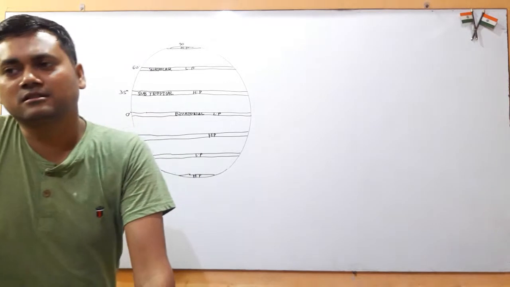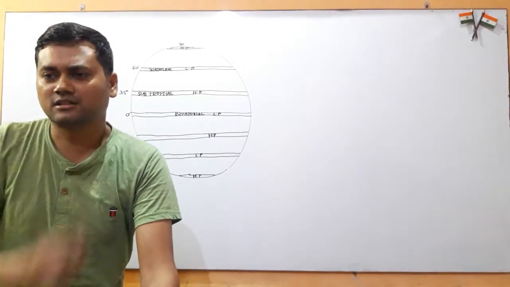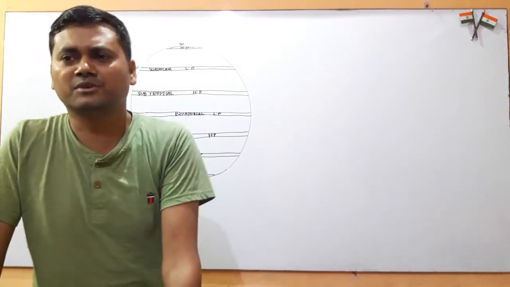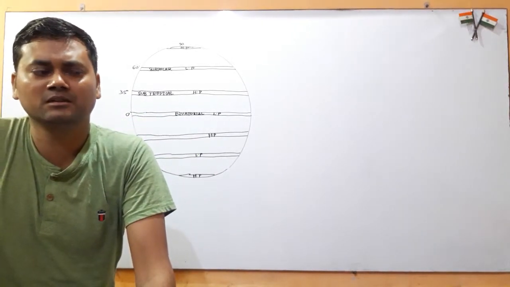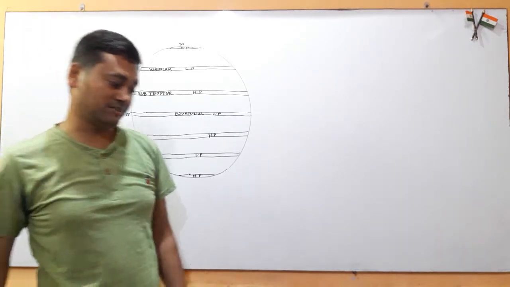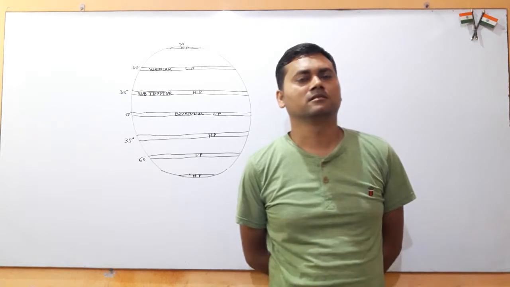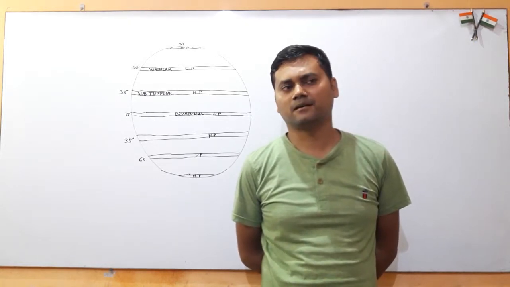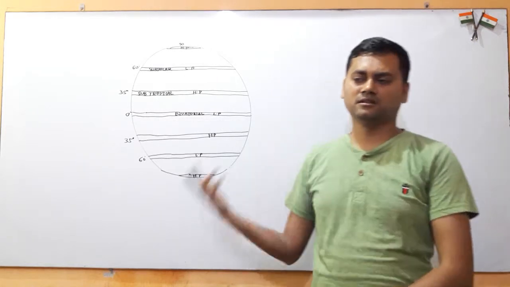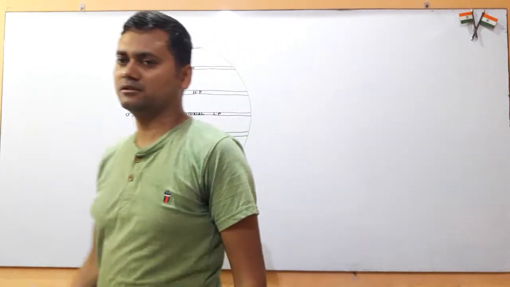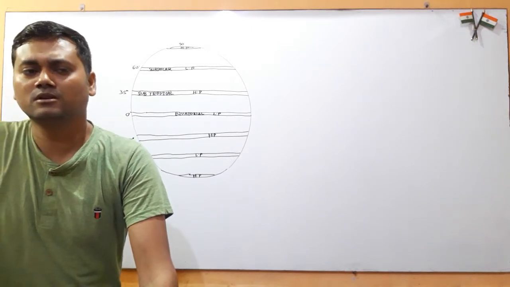As you know, in the previous chapter we started discussing the winds and the varieties of the winds. We have discussed that there are three types of winds: the permanent winds, the seasonal winds, which means periodic winds, and the local winds.